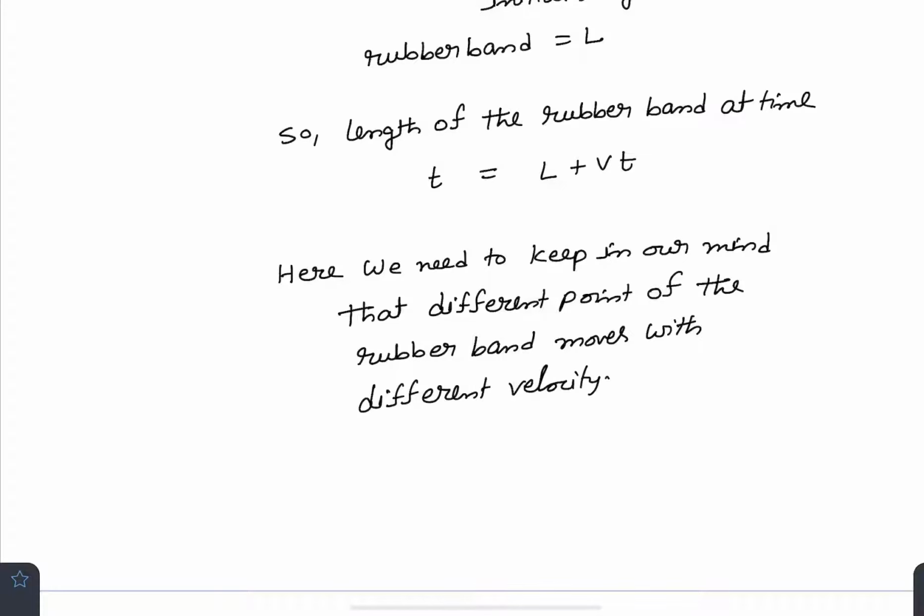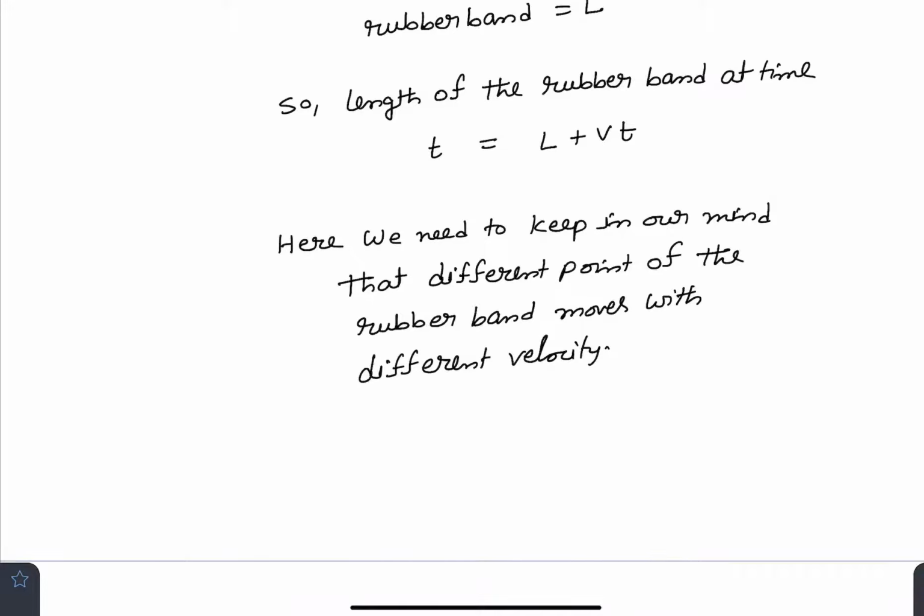Why exactly does that happen? One point of the rubber band is fixed to the wall, that point would be at rest, and the other end of the rubber band is moving with velocity v. As the rubber band stretches uniformly, we could say that speed will also be uniformly varying over its length. The speed at different points would be different, and the variation of speed over the length of the rubber band is uniform.